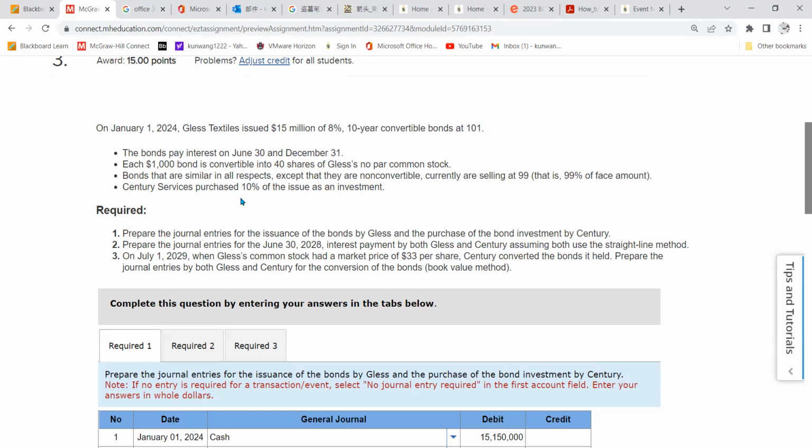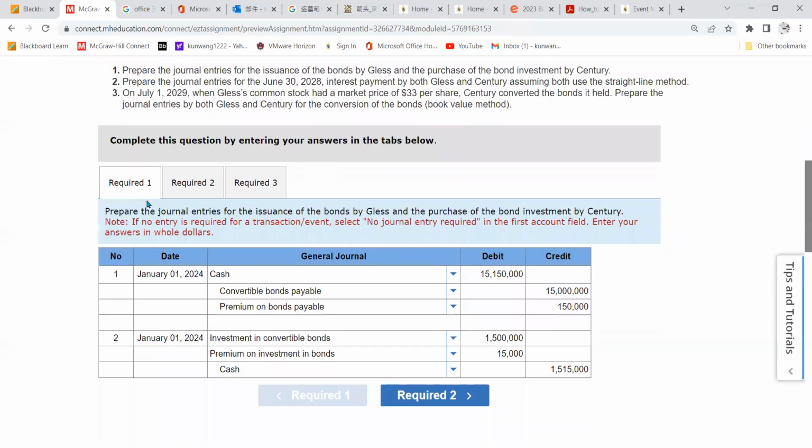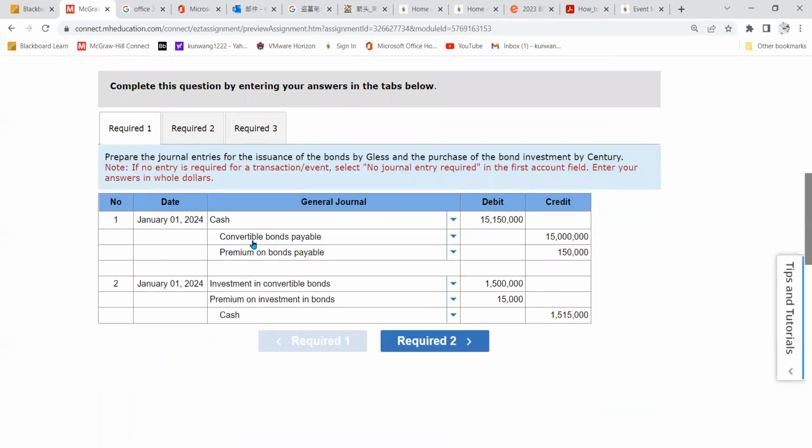And Century Service purchased 10% of the issue as an investment. So that's for the buyer. So now let's look at the 3 different requirements. Because the buyer didn't buy everything, they only bought 10% of the whole issue. So the first one is the journal entry for the seller and for the buyer. For the buyer, we are only buying 10% of the bond issue.